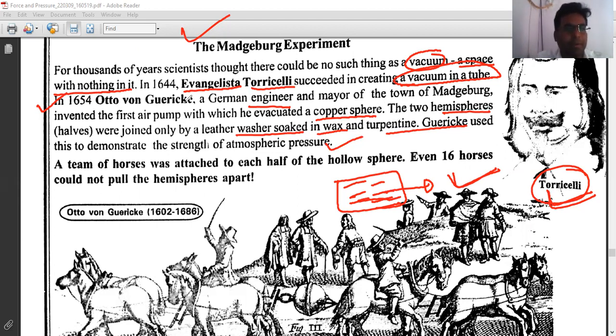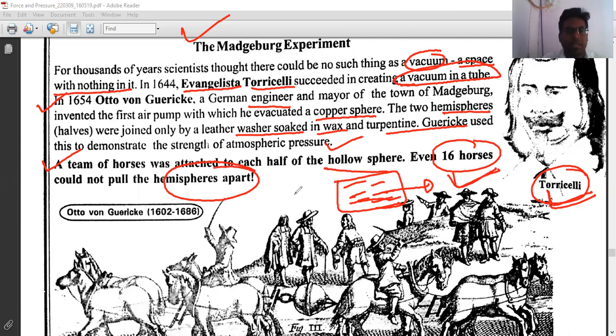So in 1654, Otto von Guericke, a German engineer, mayor of the town of Magdeburg, invented the first air pump, with which he evacuated the copper sphere. The two hemispheres were joined by a leather washer soaked in wax and turpentine, right? Used to demonstrate the strength of atmospheric pressure. A team of horses were attached to each half of the hollow sphere. Even 16 horses could not pull the hemispheres apart.